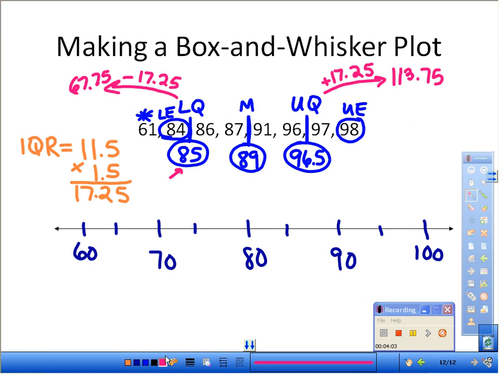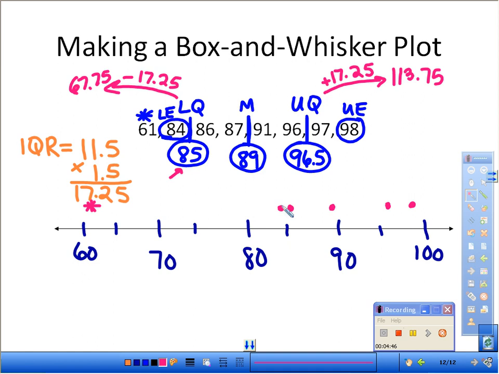We should have 5 dots that make up the plot, plus any stars for any outliers. So at 61, I'm going to put a star. The outlier does not get connected to the rest of the box and whisker plot. Then I need to put a dot at 84, because that's our lower extreme. A dot at 85, that's our lower quartile. 89, our median. 96.5, our upper quartile. And 98, our upper extreme.